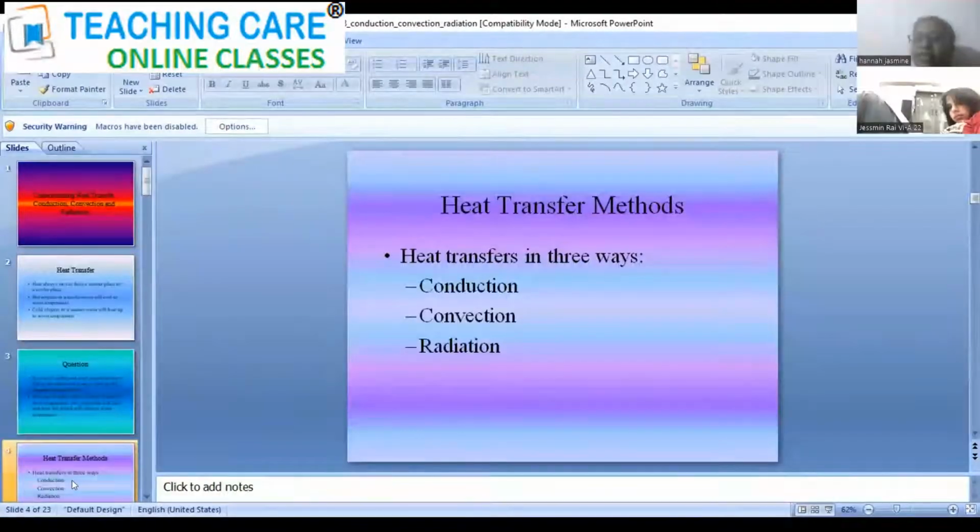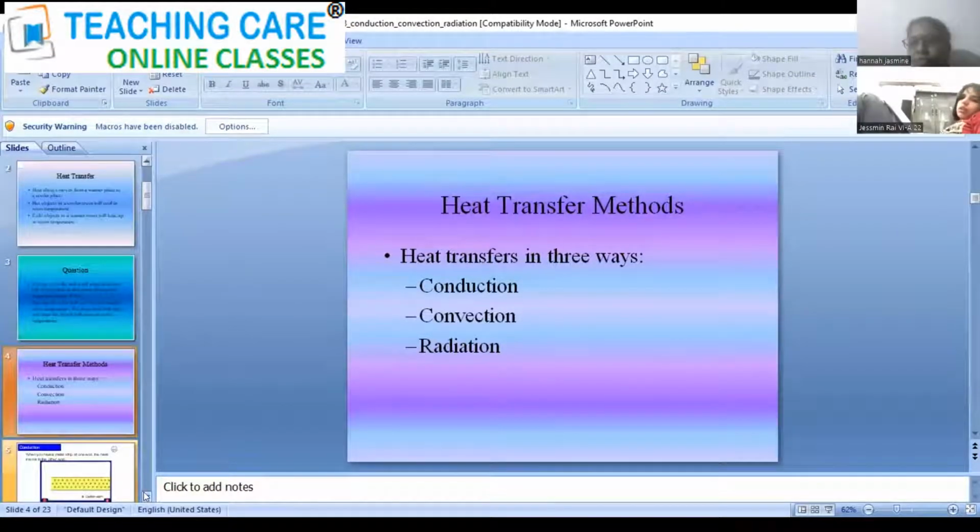So now we'll see there are three methods: conduction, convection, and radiation. Have you come across these words earlier? Yes, ma'am, not convection. Can you face the screen and sit so that I can hear you better? Ma'am, I haven't heard convection before, but I've heard the other two.